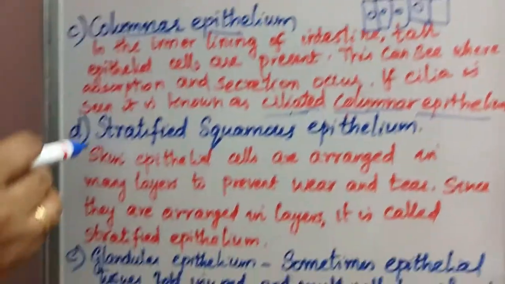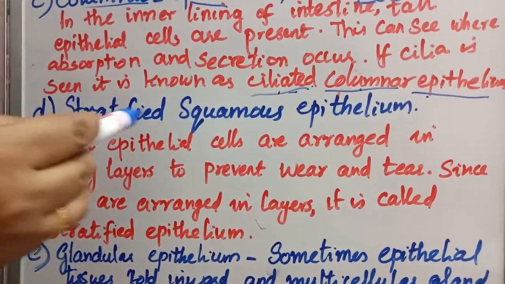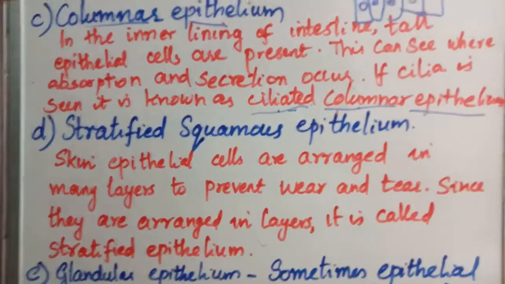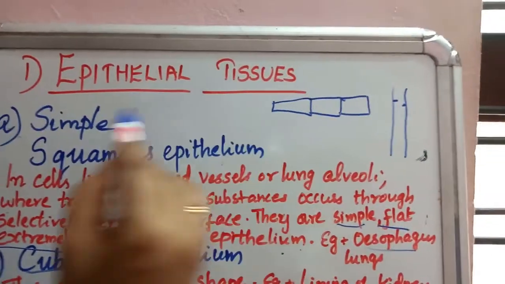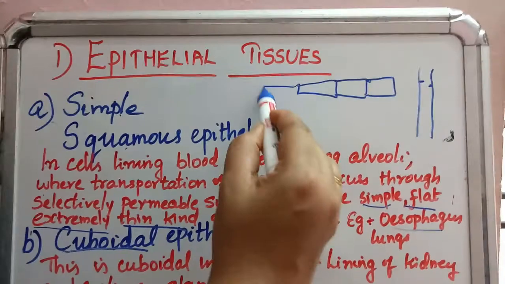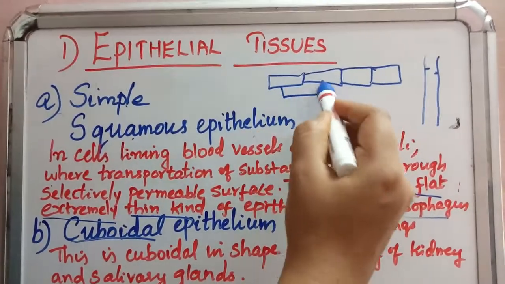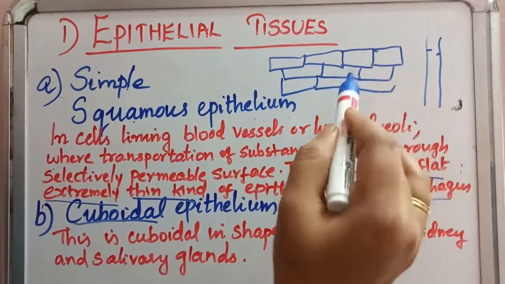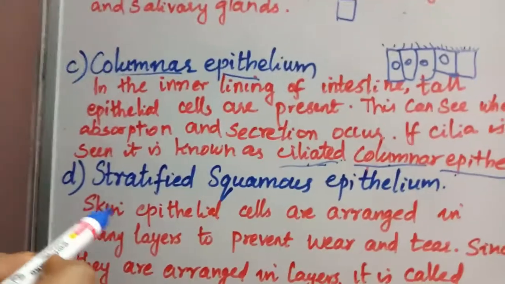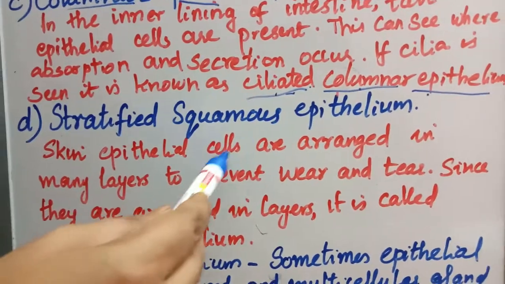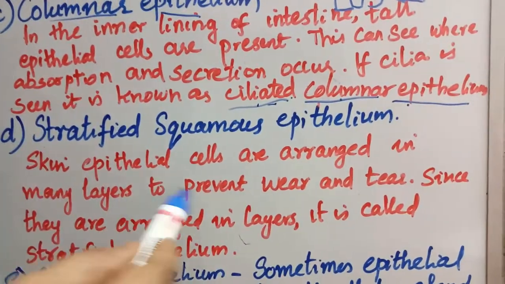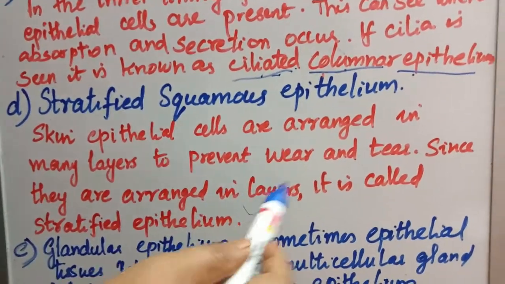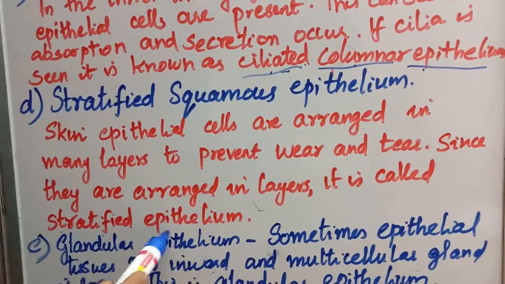Okay, then fourth one is stratified squamous epithelium. Stratified means what? I told you, in simple squamous epithelium only one layer will be there. If more layers are there, that is known as the stratified squamous epithelium. So in the skin, epithelial cells are arranged in many layers to prevent wear and tear. Since they are arranged in layers, it is known as the stratified epithelium.